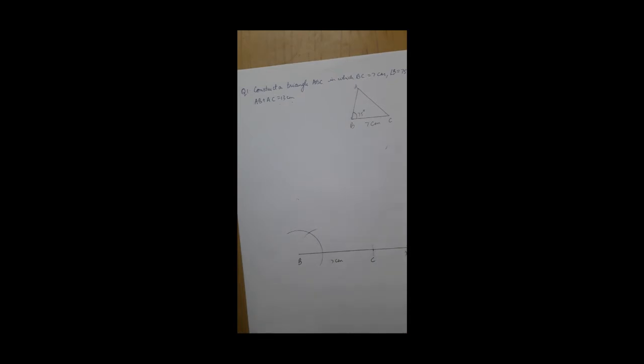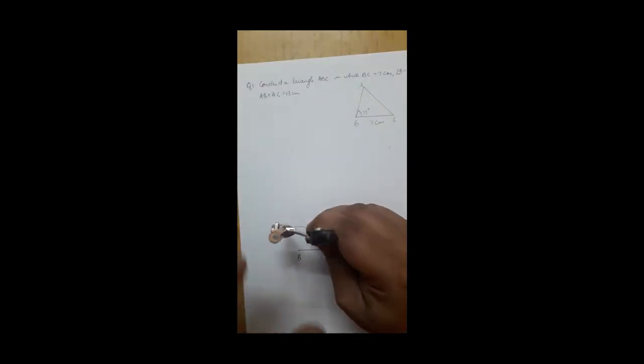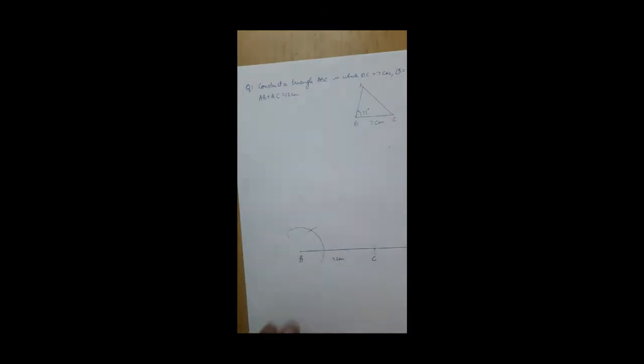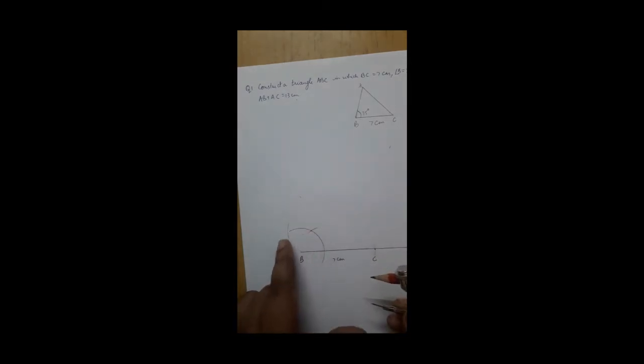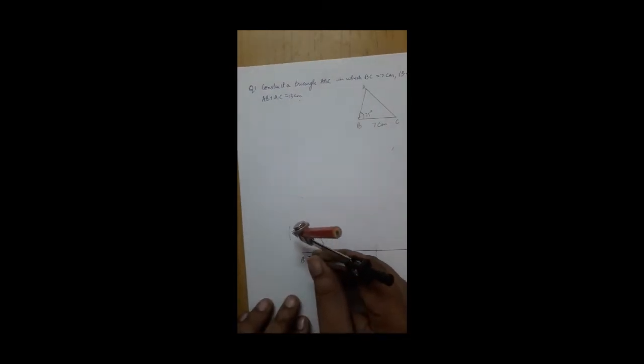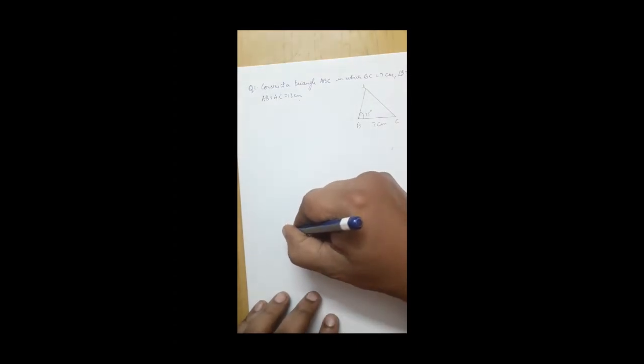Continuing with the same measurement that was used to cut these two arcs, I'll draw another arc this way. Now I need this arc to cut this arc, so I'll just extend that arc with the same measurement. The measurement to draw the arcs hasn't been changed. Mark the point where the two arcs intersect.